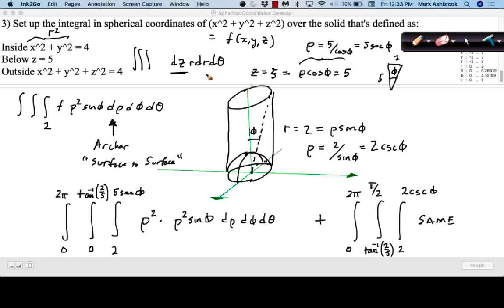Sometimes an integral in spherical coordinates would be easy in one integral, but in cylindrical, you'd have to split it up. And then vice versa, like this one. Much easier in cylindrical, one triple integral. Do it in spherical, you've got to split it up. So make sure you're analyzing that carefully before you just start writing things down.